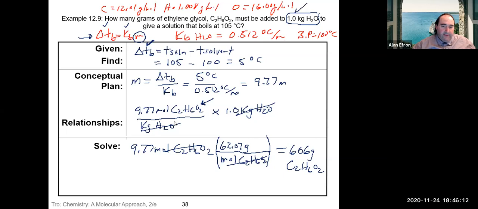We should probably do some sig figs, probably 2 based off of that number in the calculation. So probably would end up at something like 610 grams of C2H6O2. Any questions on that calculation there?